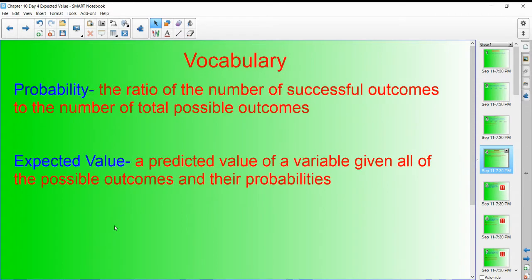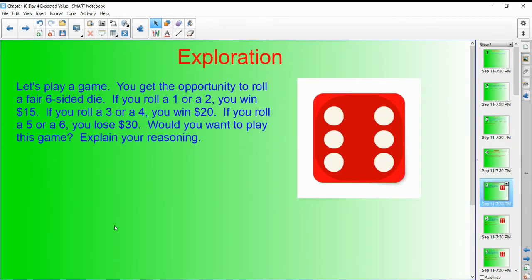Now today we're going to take that and apply it to expected value, which is a prediction given all the possible outcomes and all their probabilities, taking in some weighted averages. So we're going to look at some examples today and we're going to explore. So let's start with this. We're going to play a game.